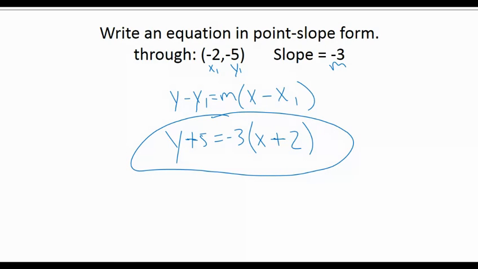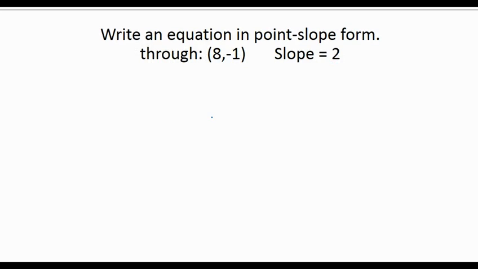All right, so go to our next one here. I would like you to try this one on your own, so pause the video, try this one on your own. All right, you should have written this one out. If you did, it would have been y plus 1 equals 2 times x minus 8. Because my slope is 2, my x1 would be 8, so that's why it's minus 8. My y1 would be -1, which would have been minus -1, which is why I have a plus 1 there.